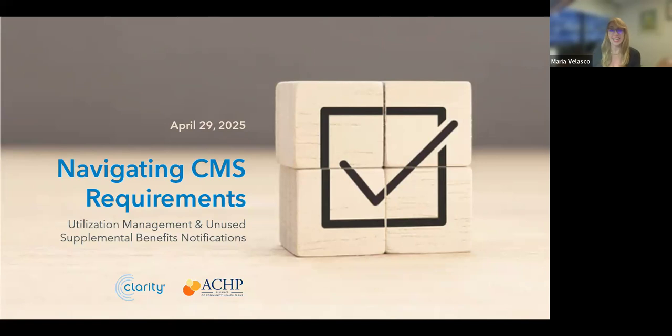During this webinar, Eileen Cianciolo, Chief Product and Innovation Officer from Clarity Solutions, by the way, one of ACHP's corporate members and a partner of the association at the highest level, will explain CMS's new requirements related to utilization management, along with thoughtful ways to effectively and efficiently meet these new compliance requirements. And without further ado, it is my pleasure to introduce you to Eileen.